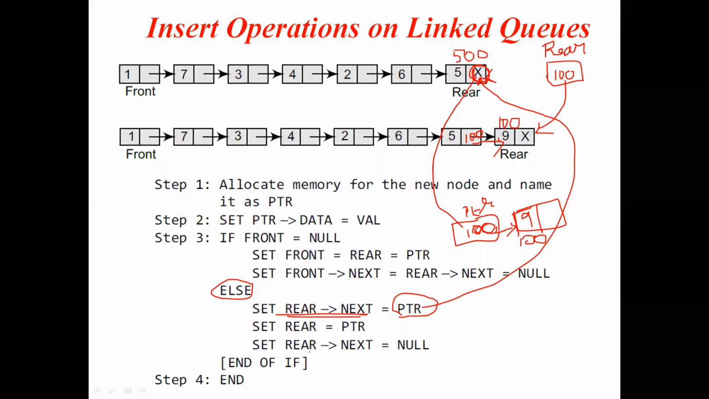Then finally, what are they doing? Rear next equal to null. Who is the rear next? This one, right? At last, they are making this rear next as null. This can be done earlier also. When calling the get node function, you can make the new node's next field null as well. But in this algorithm, they do it after inserting. It can also be done at creation of a new node. Is it understood, guys?